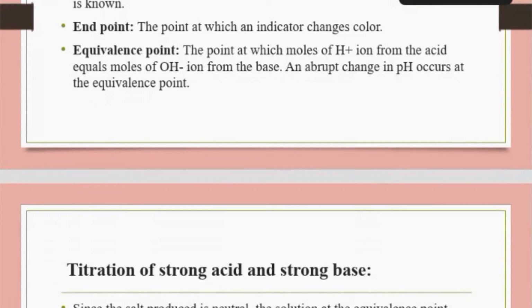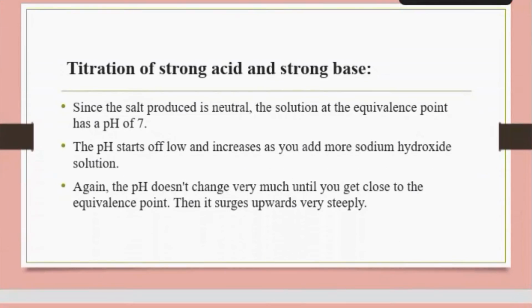And what is equivalence point? Equivalence point is basically the point at which the moles of hydrogen ions from the acid are equal to the moles of hydroxide ions from the base, and an abrupt change in pH occurs at the equivalence point.